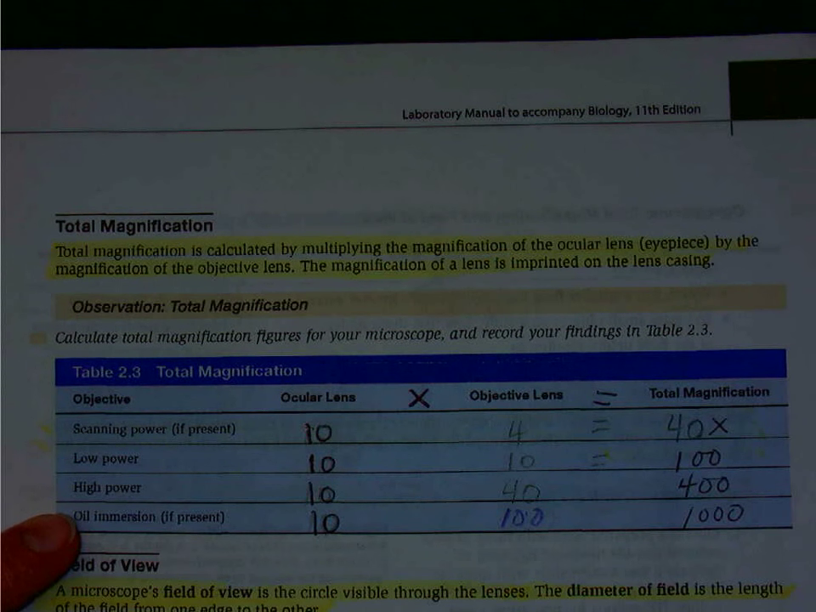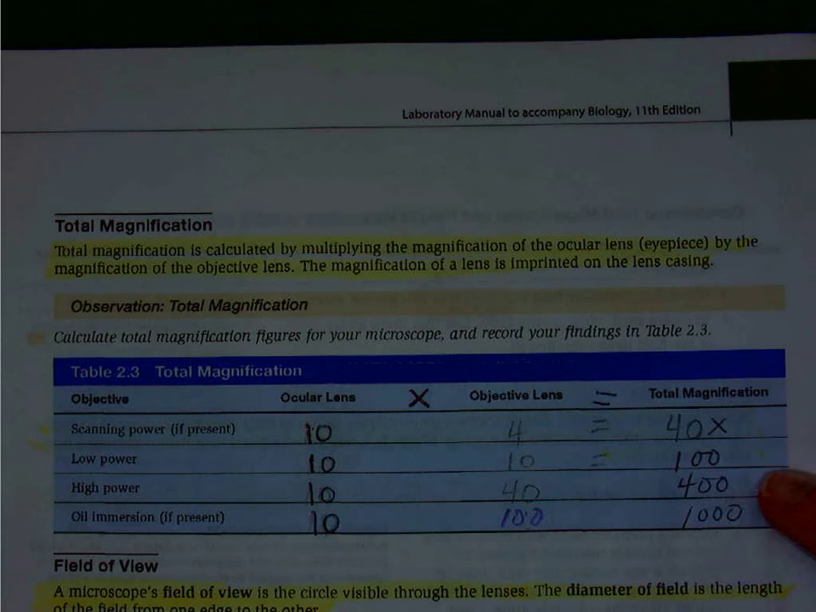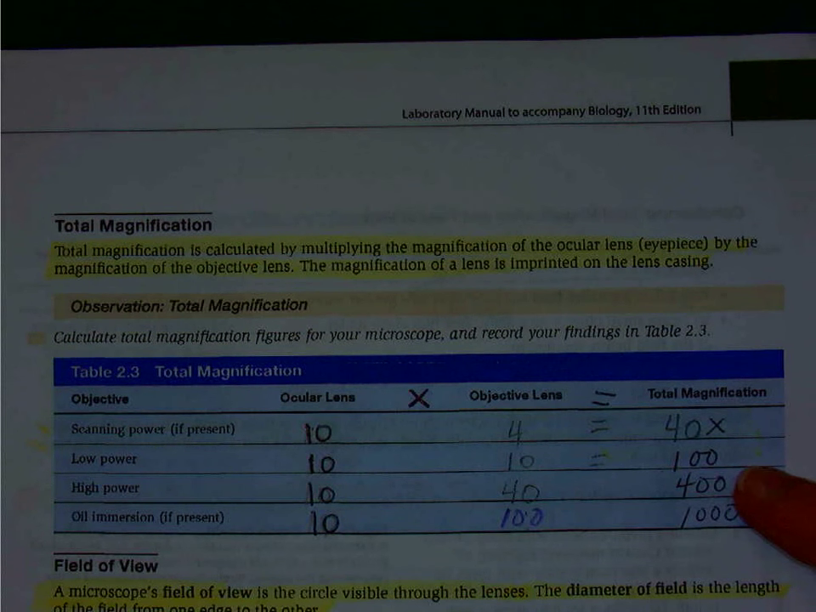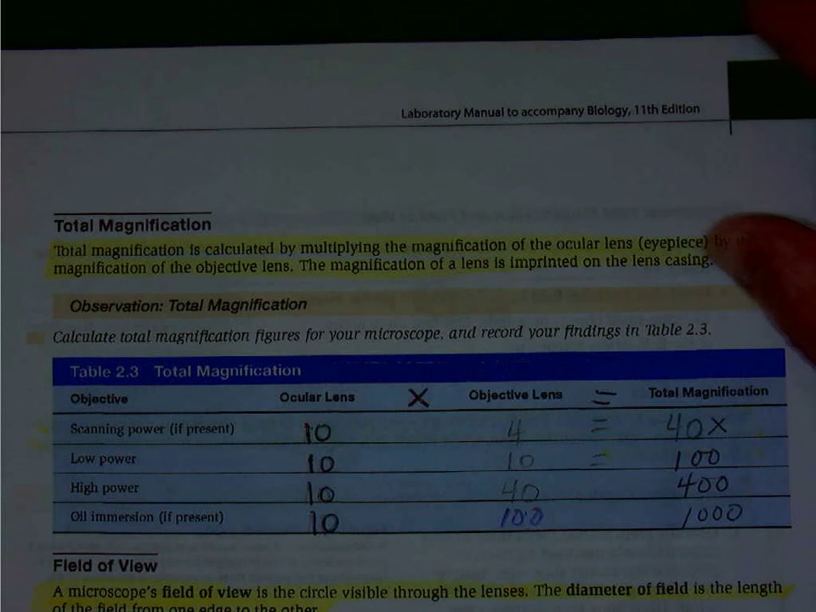High power on our microscopes is marked with a blue ring, and each high power objective magnifies 40 times for a total magnification of 400x. Our oil immersion, which has a white ring around it, gives us a total magnification of 1000.